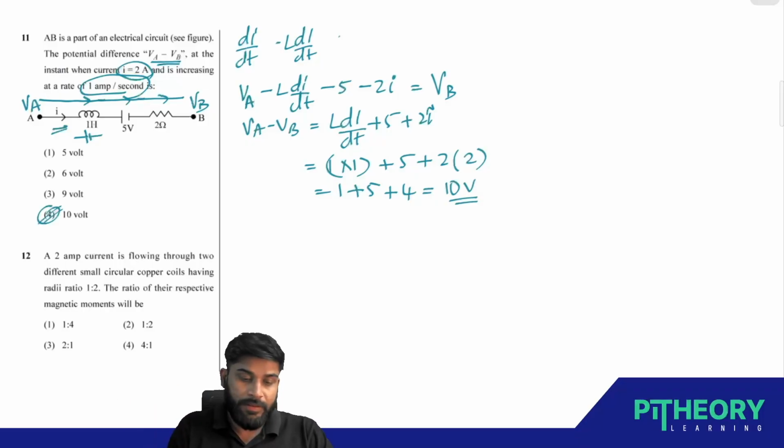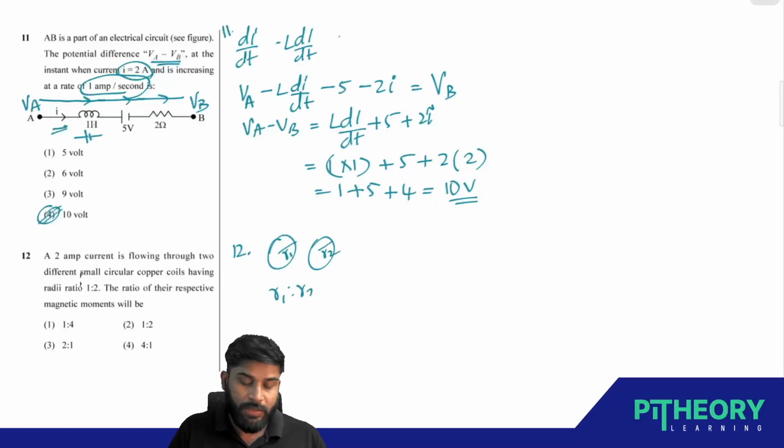Question number 12. This is question number 11 and question number 12. A 2 ampere current is flowing through two different small circular copper coils having radii ratio 1 is to 2. Right? We have two copper coils. Their radius ratio is given. Let's take the radii as R1 and R2. It is R1 is to R2, that is equal to 1 is to 2.